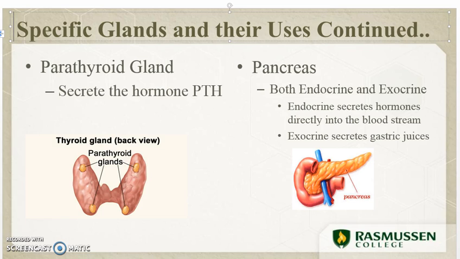Next, we have your pancreas, and this is considered to be both an endocrine and exocrine gland. The exocrine function is in the secretion of digestive juices to the small intestine via a duct system. The endocrine function resides within the islets of Langerhans, which is a small cluster of cells within the pancreas that secrete hormones directly into the bloodstream.